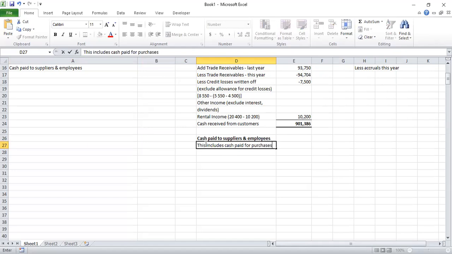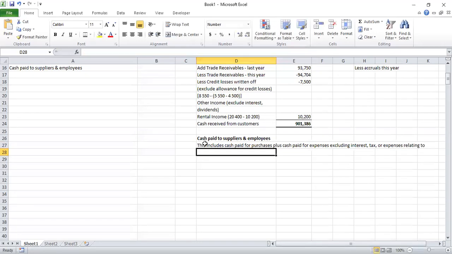which were given, but I will calculate so that you know how to calculate it. Plus cash paid for expenses, excluding interest, because they've got somewhere where they are going to be accounted for. Or expenses relating to non-current assets, the purchase and sale of non-current assets.